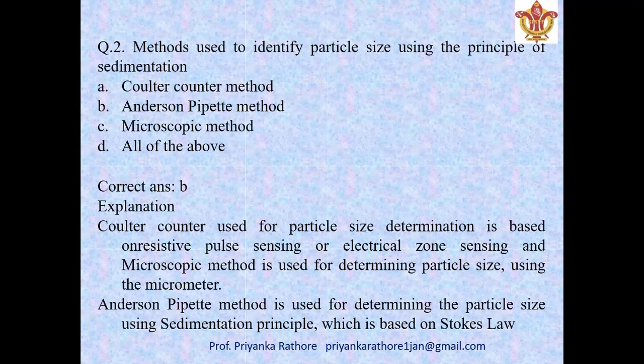जो Coulter counter method होता है, it is based on the resistive pulse sensing और electrical zone sensing method. और जो microscopic method होता है, it is used for determining the particle size using the micrometer और microscope method. So Andreasen pipette is the right answer. It is based on the Stokes law.